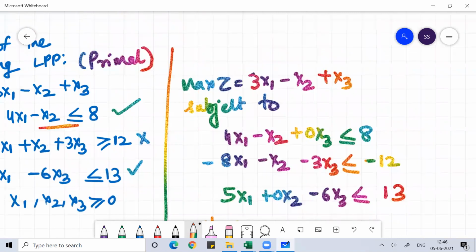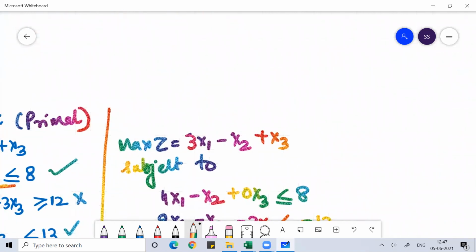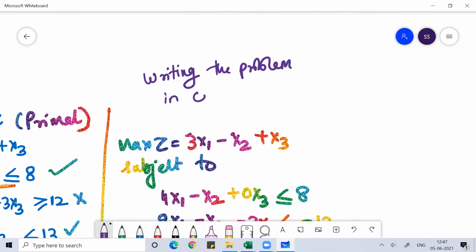So writing the problem in canonical form. Writing the problem in canonical form.